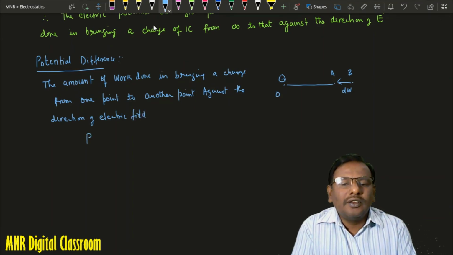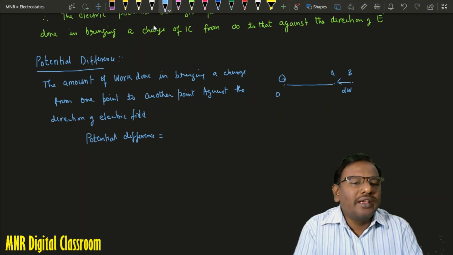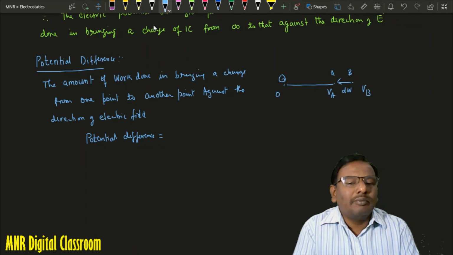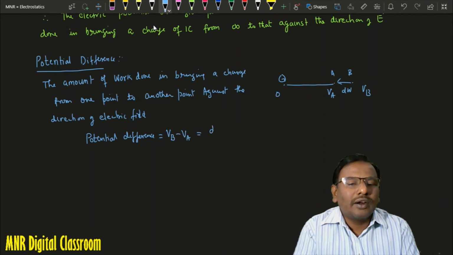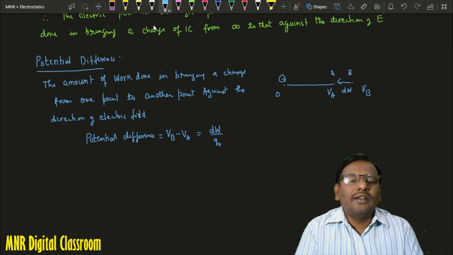So potential difference is equal to, suppose VA is the potential at A and VB is the potential at B, then the potential difference is given by VB minus VA. This is equal to the amount of work done dW by the magnitude of the test charge. This gives us the potential difference.